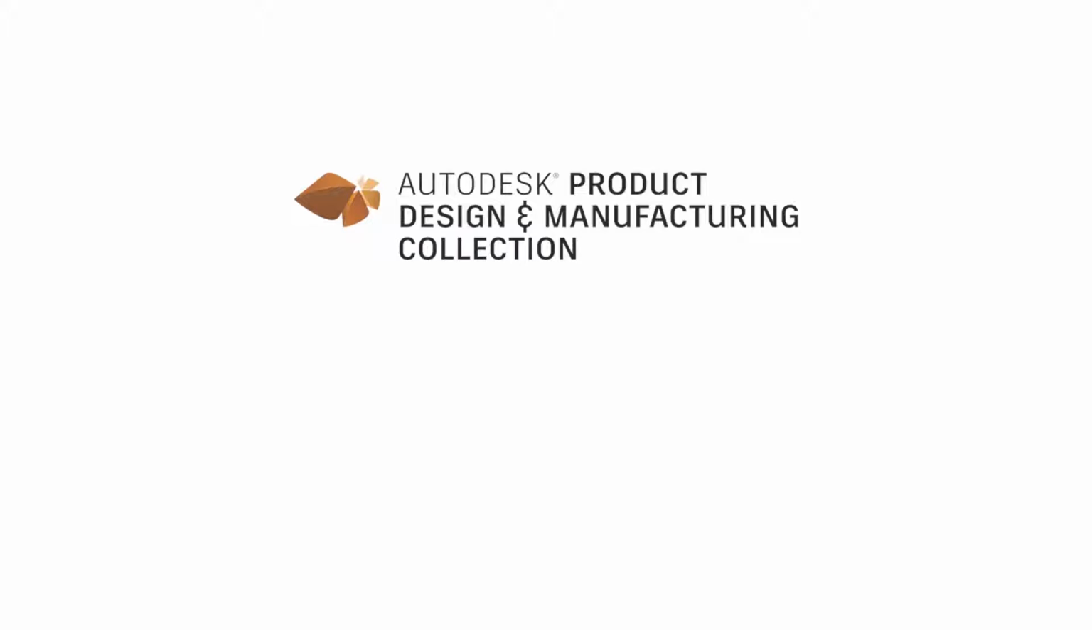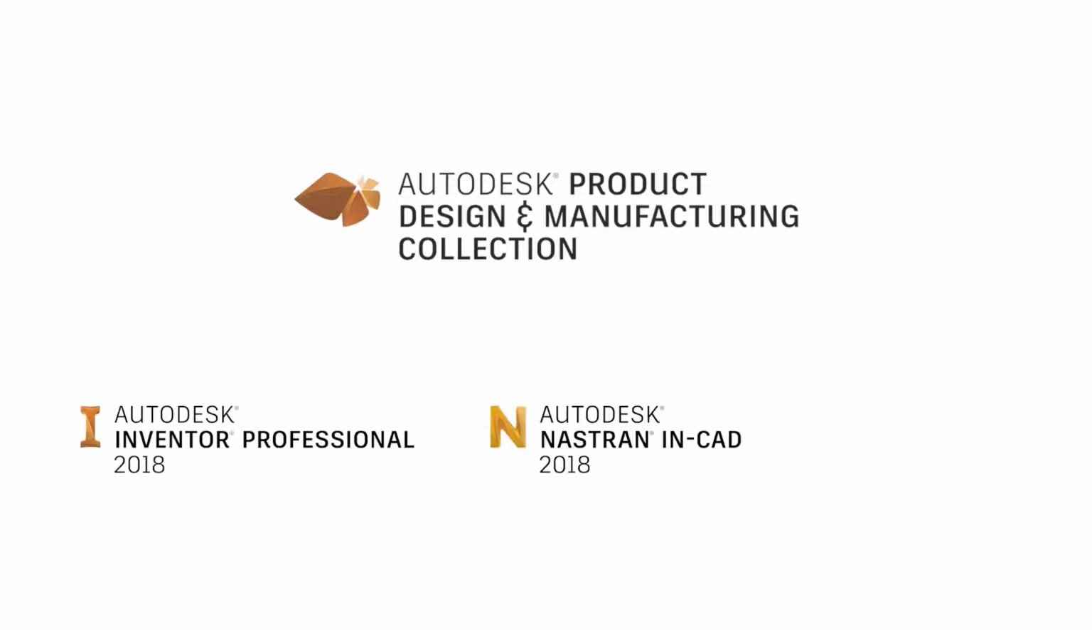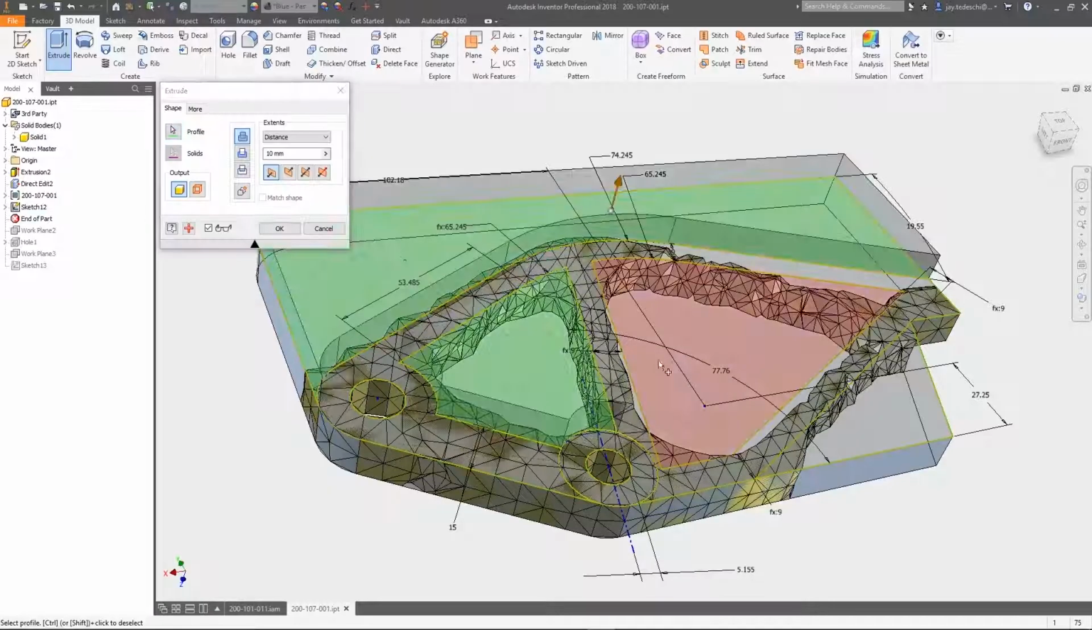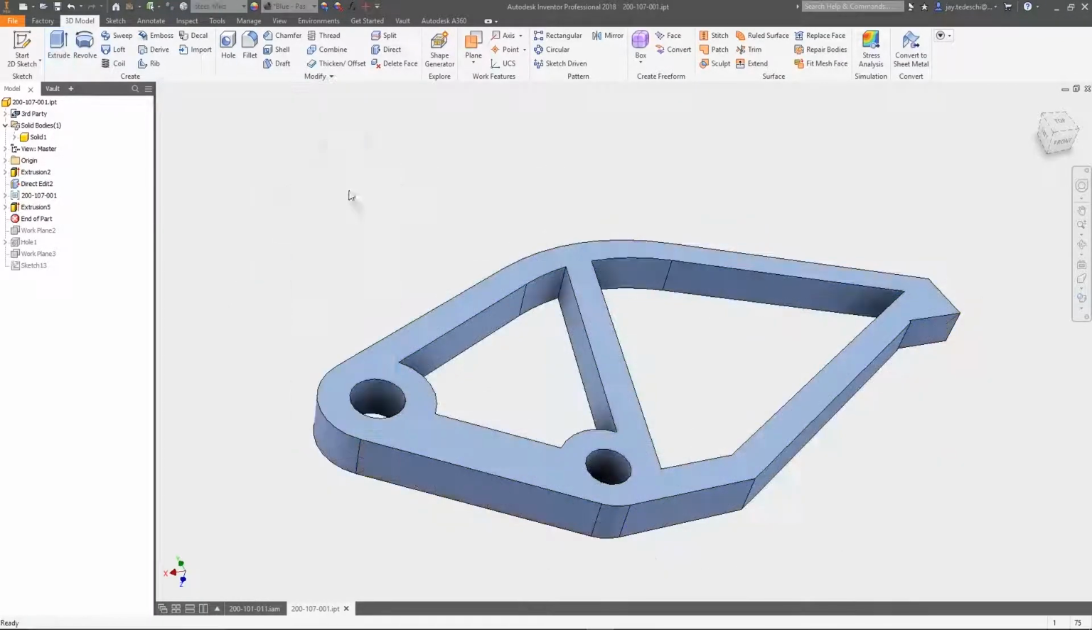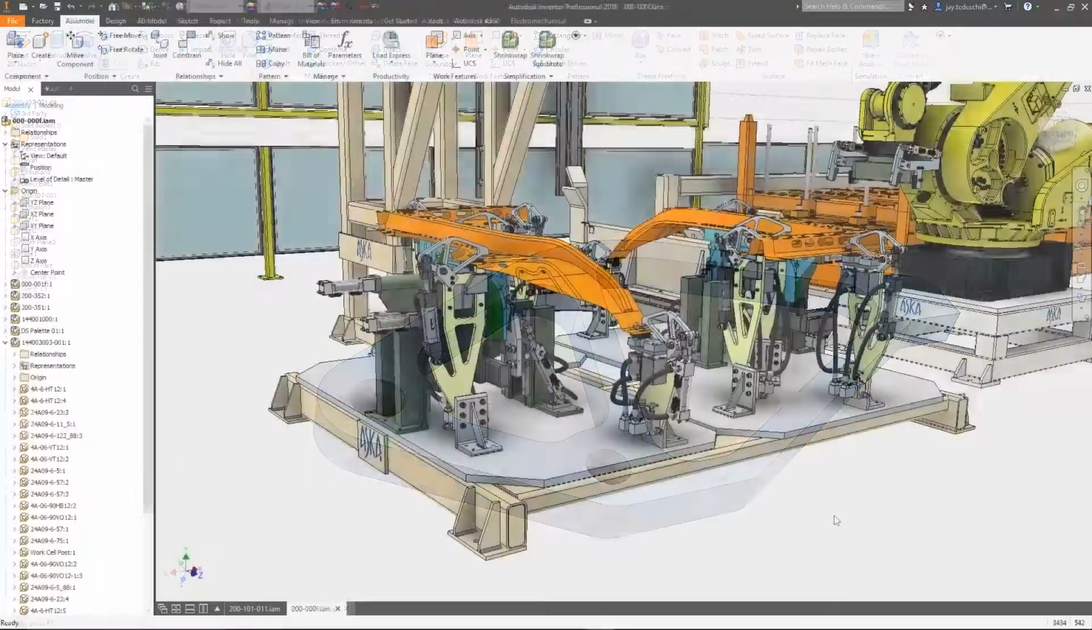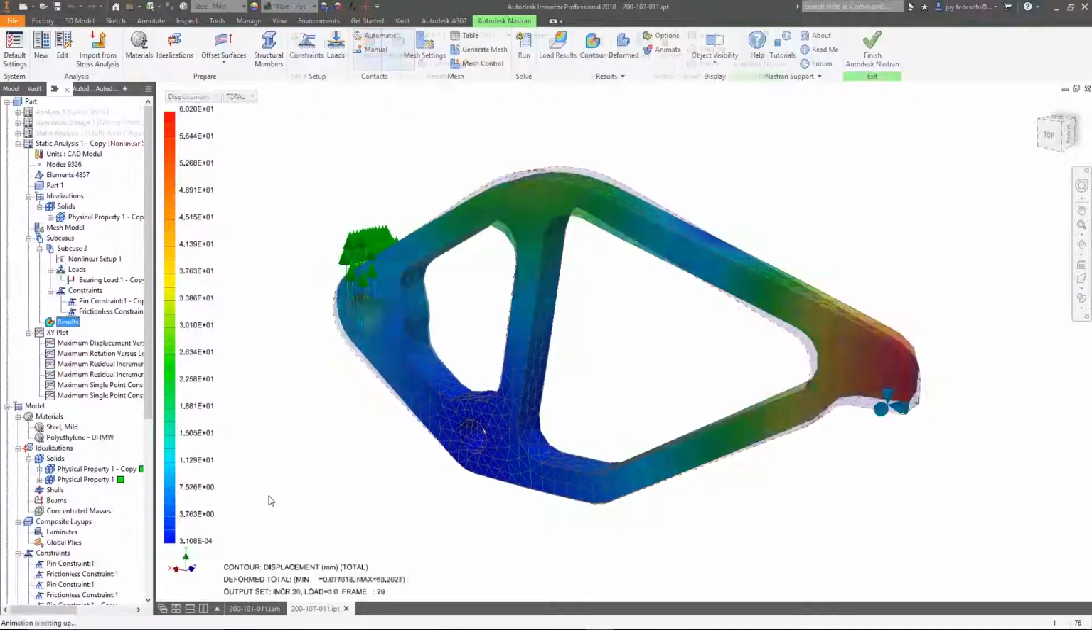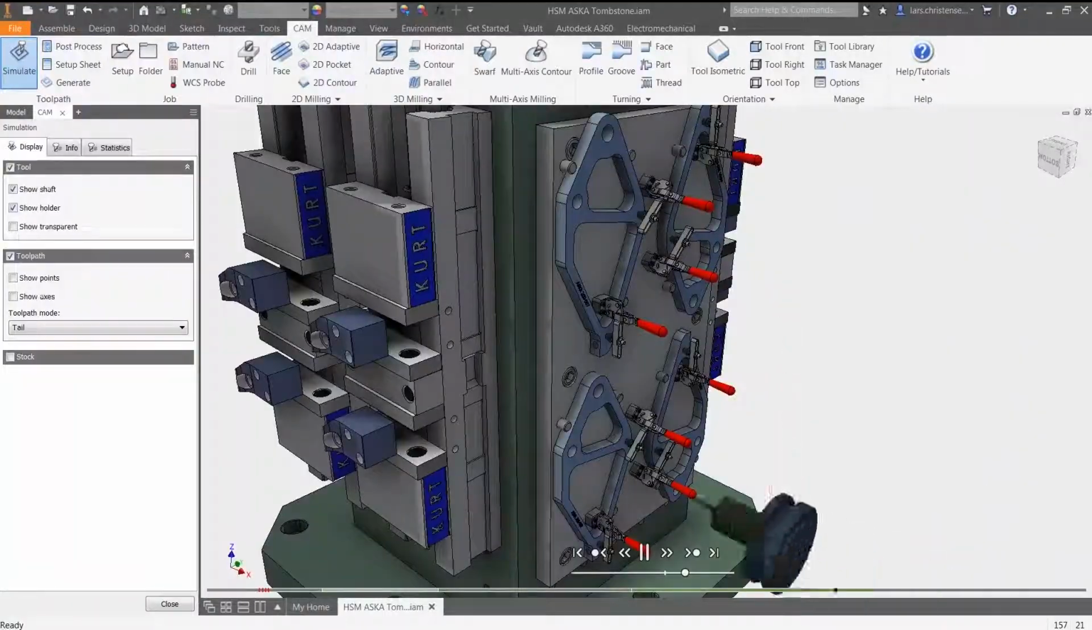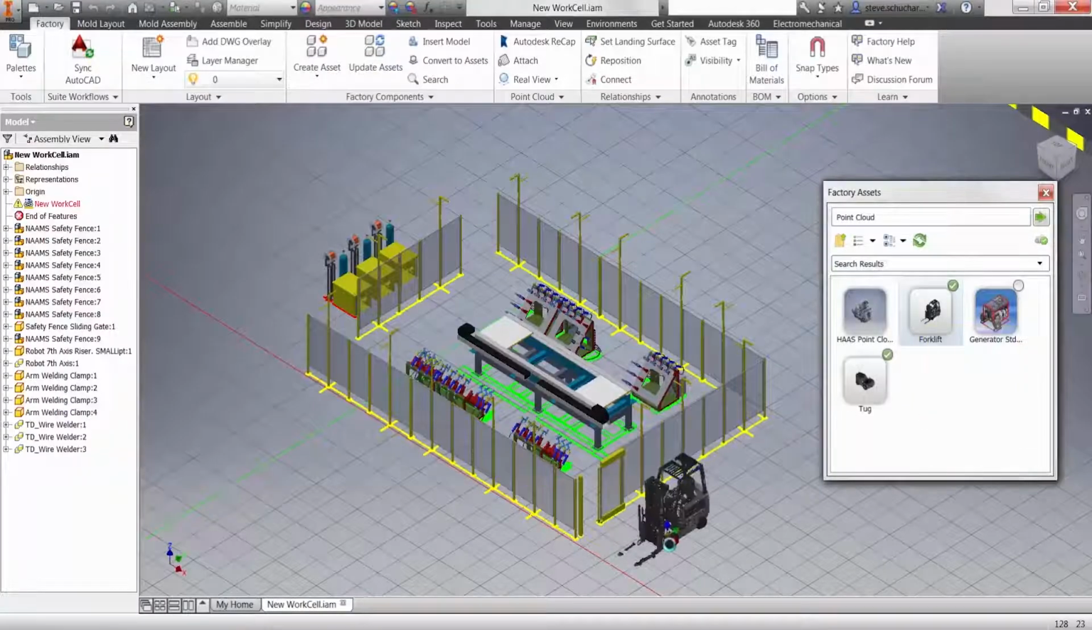We've taken the tools trusted by millions of engineers worldwide, like Inventor, Autodesk Nastran, and HSM, and package them together so that they can be accessed by everyone on your engineering and manufacturing teams, connecting them with a common application and data model. Design and engineering, advanced simulation, 2.5 to 5 axis CAM, and factory planning are all in Canvas workflows directly inside of the Inventor application.